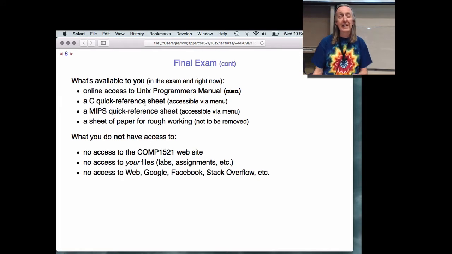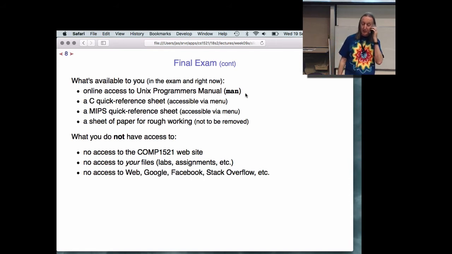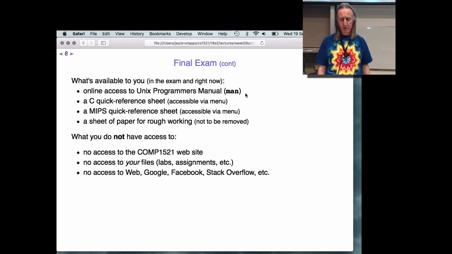So maybe you get enough information off that you don't need to go and look at the manual. MIPS quick reference sheets, which I think is already attached to the website. In fact, maybe the C quick reference sheet is as well. And we'll also give you a sheet of rough paper to write your name and your student ID and your signature on, but also for rough working.